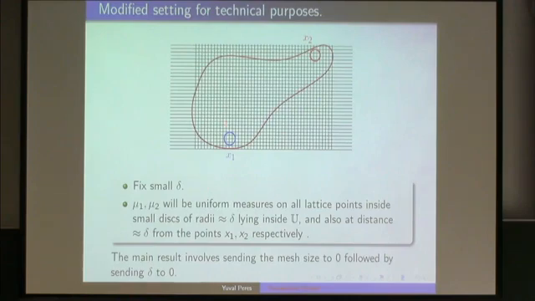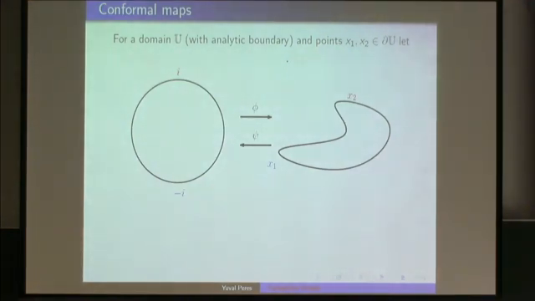Okay, so we first send the mesh size to 0 and then send delta, the radius of these disks, to 0. Okay, so we're going to consider domains, but not completely general ones.